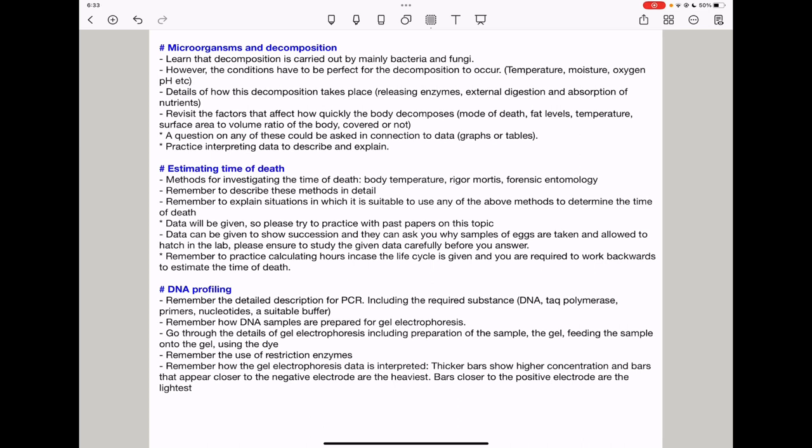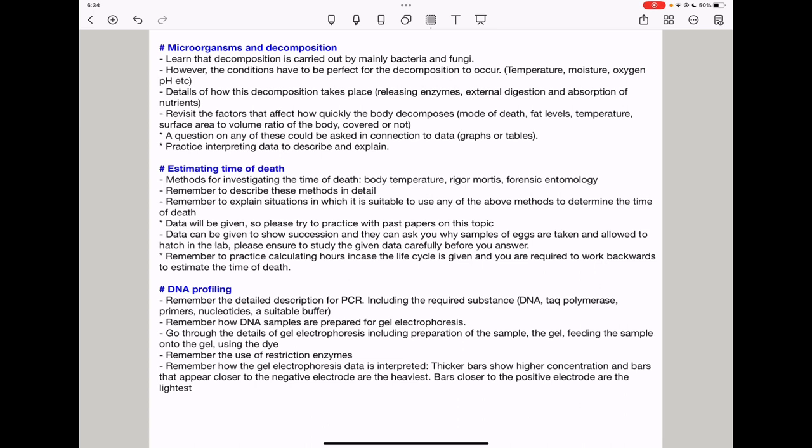Understand why scientists take some sample of eggs from the decaying or decomposing body, put them into the lab under specific conditions in order to hatch the species of flies so that they can study which species they are and study their life cycle in order to estimate the time of death. Remember to practice calculating hours in case the life cycle is given and you are required to work backwards in order to estimate the time of death. A question similar to this has come previously.